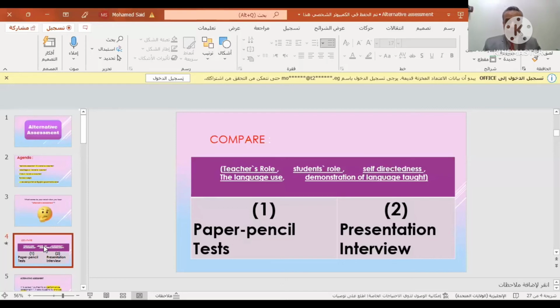Again, we are now doing an exercise to compare between the paper pencil test and the presentation or the interview. In other words, I'm going to simplify it for you. If you are a teacher and you have performed a grammar lesson, a reading lesson, or any kind of lesson, after this, you are going to assess what you have taught. So you can either give the student a sheet of paper, and they are going to do some choices and completion and so on. And in the other scenario, you can ask the student to make a presentation about what they have learned.